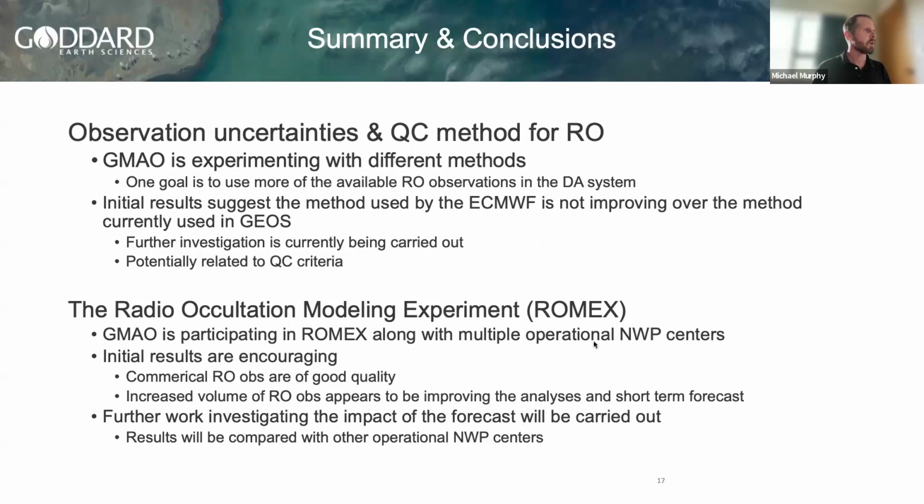So yeah, in summary, at GMAO, we're investigating different methods for observation uncertainties and QC methods for RO. Our goal is to use more of the RO observations in the DA system than are currently used. Initial results were suggesting that just going straight to the ECMWF model was not improving the forecast. And we're going to investigate teasing out just the error model versus just the QC criteria, how changing just those things alone might affect it.